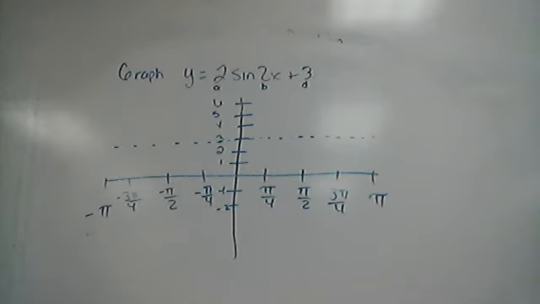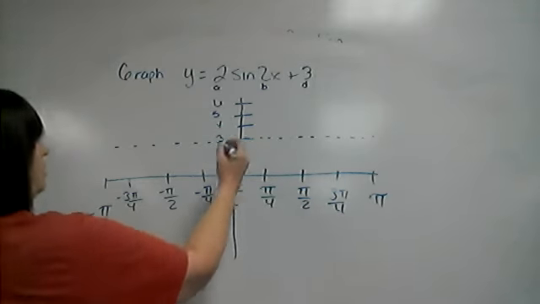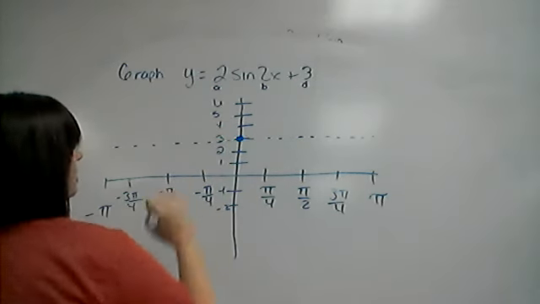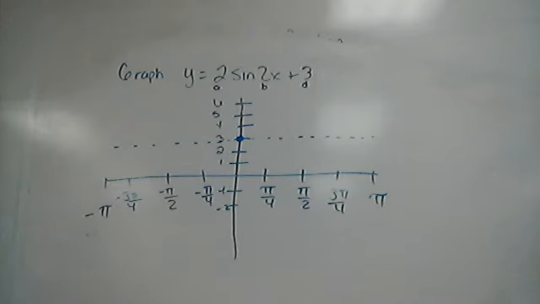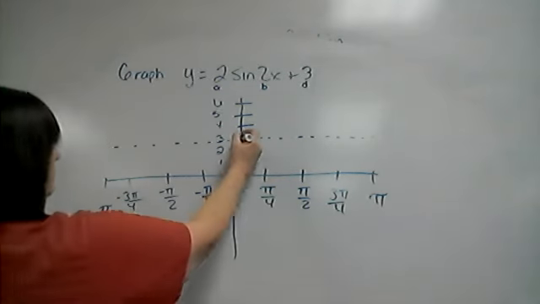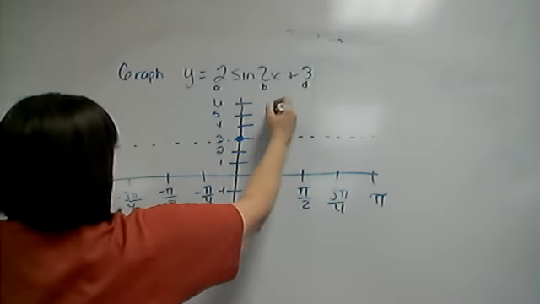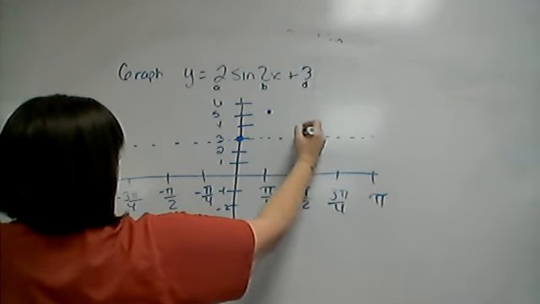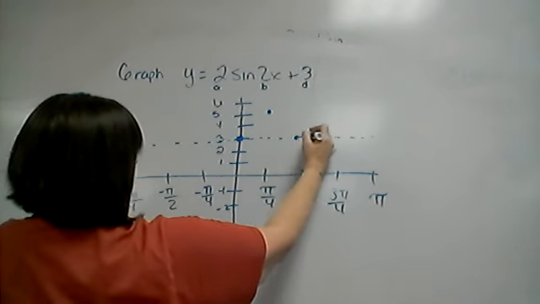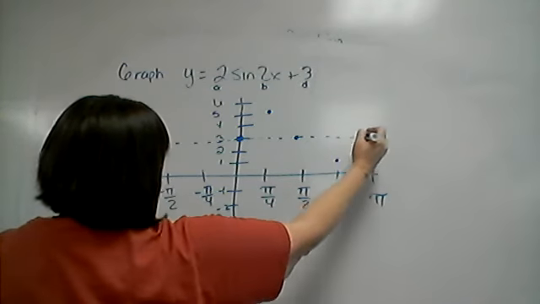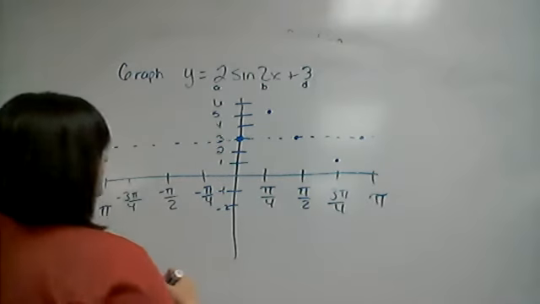Remember, sine starts on the line of oscillation. Cosine starts either above or below the line of oscillation, A units. So we're going to start here. All right, positive 2, so I'm going to go up 2. Then I'm going to go back to my line of oscillation. Then I'm going to go down 2. And I'm going to go back to my line of oscillation.